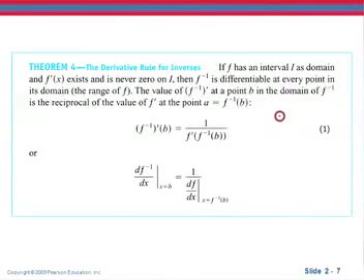And that gives us the derivative rule for inverses, which basically says that if f has an interval I as domain and f prime of x exists and is never 0 on I, then f inverse is differentiable at every point in its domain. The derivative of f inverse at a point b in the domain of f inverse is the reciprocal of the value of f prime at the point a.